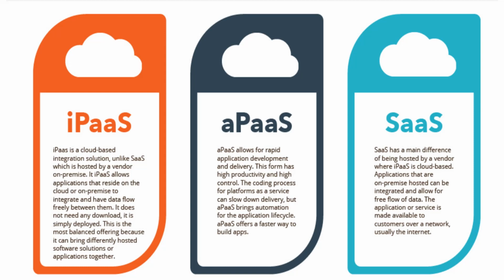Now iPaaS is something which is a mixture of both. iPaaS allows applications that reside on cloud to communicate with applications which are on-prem. So if an application is hosted on cloud, but it allows you to access and communicate with the on-prem applications, then it becomes an iPaaS service.